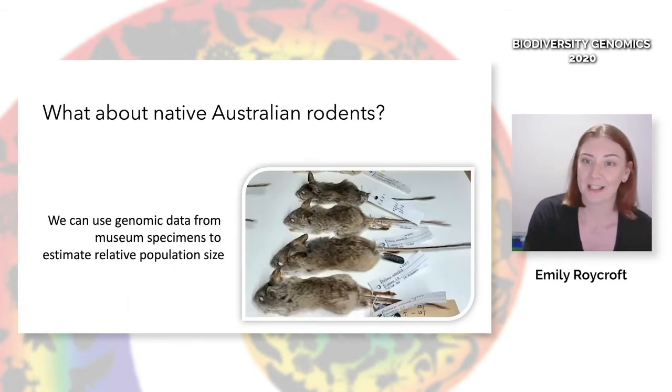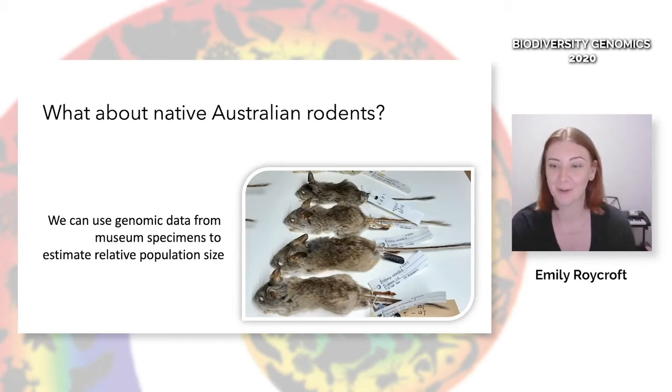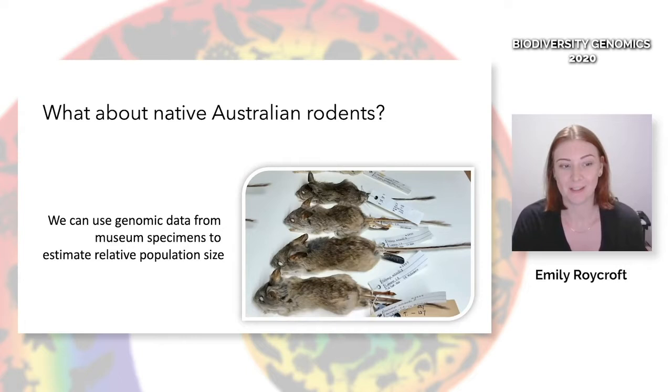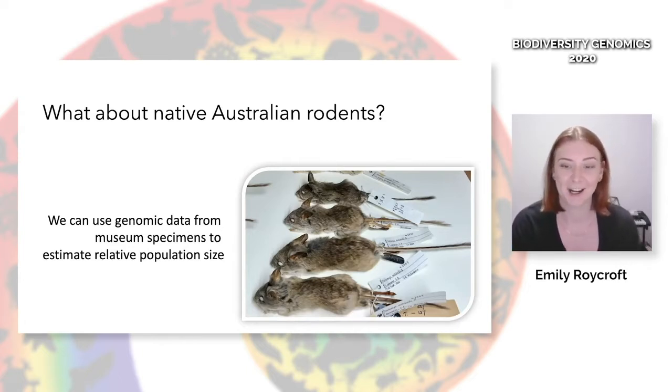But what about native Australian rodents? Well, we don't know much about the extent or the pace of their decline, but we can use genomic data from museum specimens to estimate what their relative population size might have been like at the time that the specimens were collected.